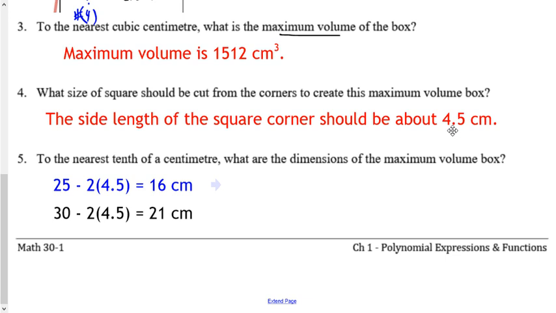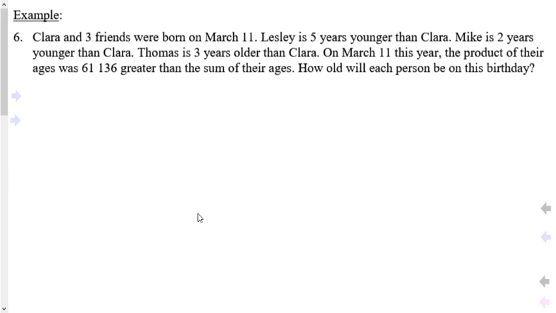Let's look at one more example. Clara, or Clara, depending on where you're from, had 3 friends, and they were all born on March 11th. Leslie's 5 years younger, Mike's 2 years younger, Thomas is 3 years older. On March 11th this year, the product of their ages is 61,136 greater than the sum of their ages.